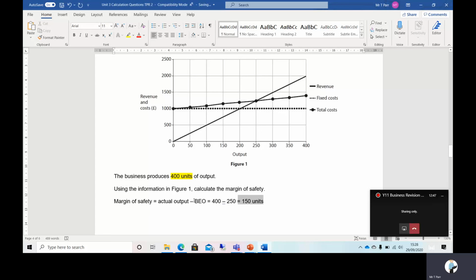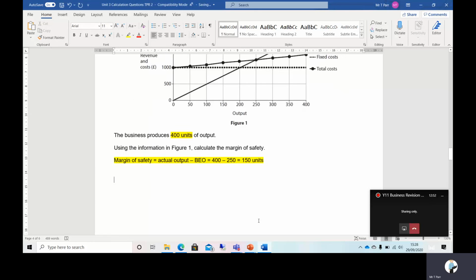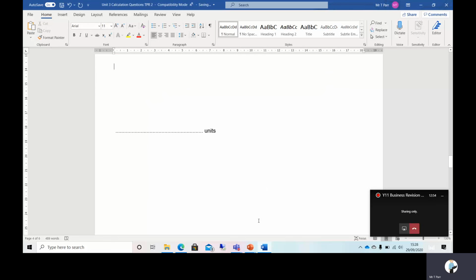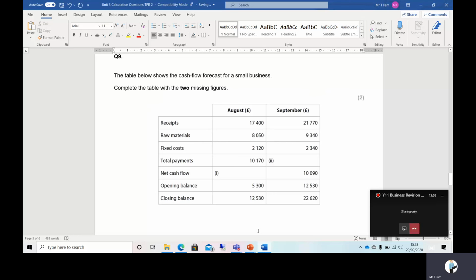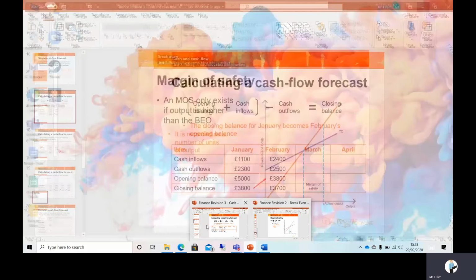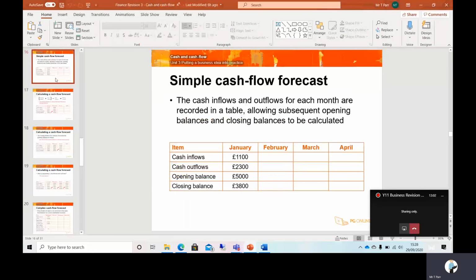Okay, and that is margin of safety. Have we got any more questions? You can see there, it gives you the space to put units. Right then, margin of safety. Let's go into cash flow.